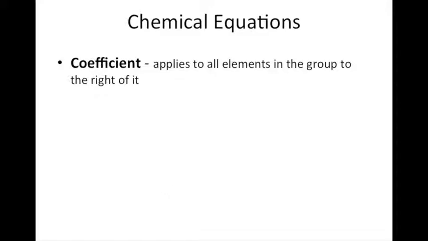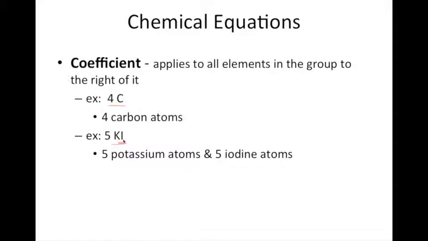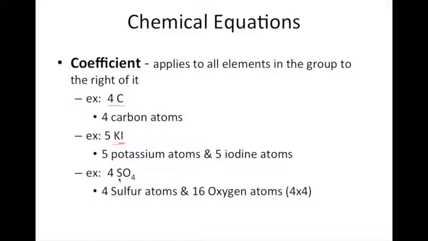Now, when you have a coefficient in front of an element or a compound, it applies to all the elements in that particular compound. Let me give you an example. So for example, if you had the 4 in front of C, that would tell you that you had 4 carbon atoms. If you had a 5 in front of potassium iodide, well, that would tell you that you had 5 potassium atoms and 5 iodine atoms. So that 5 applies to all the atoms in that compound. If you had 4 in front of SO4, that would tell you that you had 4 sulfur atoms and 16 oxygen atoms. So one SO4 molecule contains 4 oxygen atoms. If you had 4 of those, you would have 16 oxygen atoms.